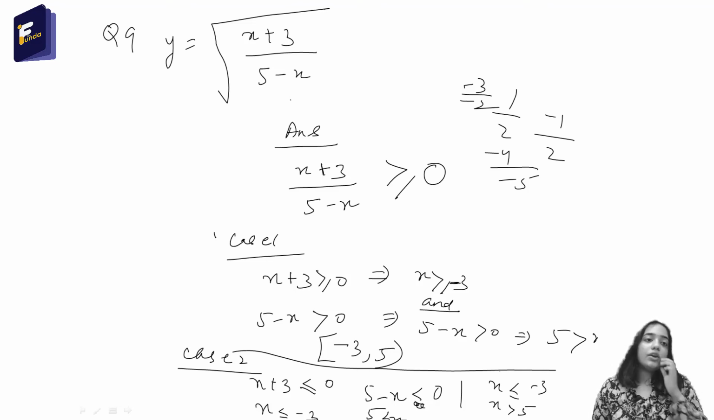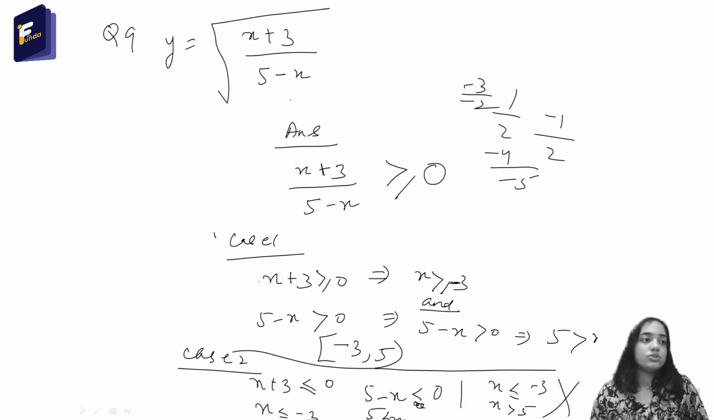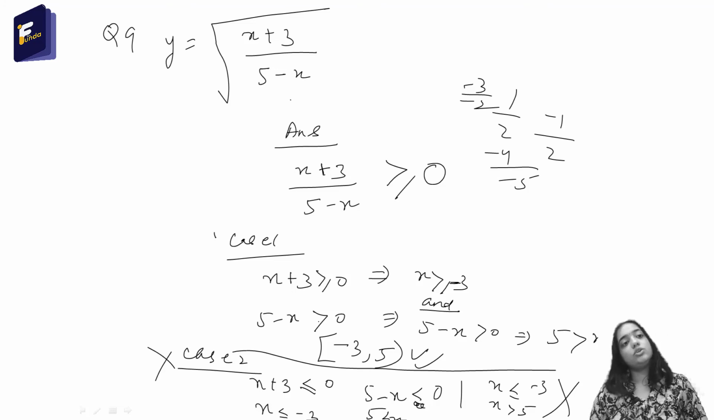So can you find a number that is greater than 5 but less than minus 3? No, it is not possible, because if a number is less than minus 3, it cannot be greater than 5. So this is an invalid condition. So case 2 is invalid. So we have to take only case 1. So this is our final answer. The domain is minus 3 to 5. Minus 3 closed and 5 open.